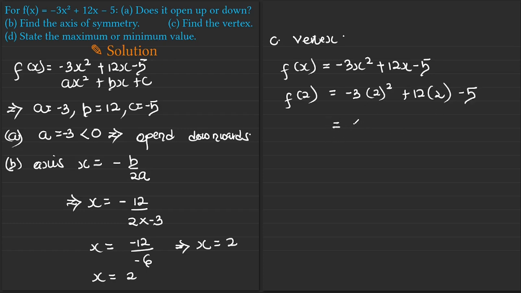2 squared gives us a 4, so we have negative 3 times 4. Then 12 times 2 gives us a 24, minus 5. Negative 3 times 4 gives us a negative 12. So you have negative 12 plus 24 minus 5, or you can say negative 12 plus 19. When you add that, you are going to get a 7. So it simply implies that the vertex of the function is simply what?